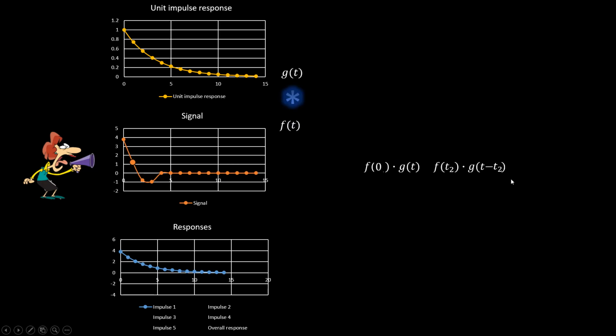So this shifting means the second impulse creates a delayed scaled response. For the third impulse, the same thing, another delayed and scaled response. All the impulses will create their own delayed and scaled responses.